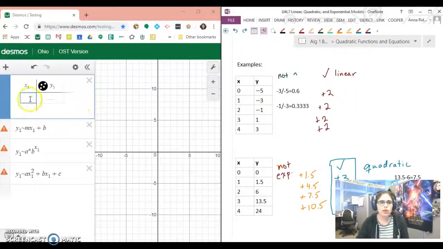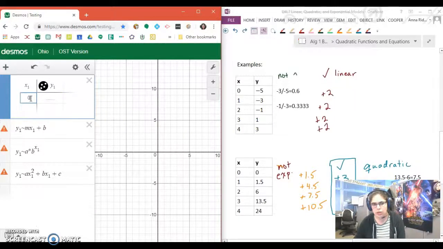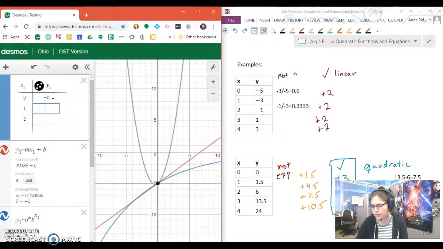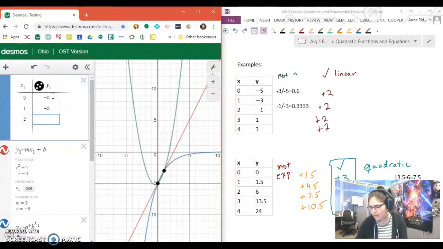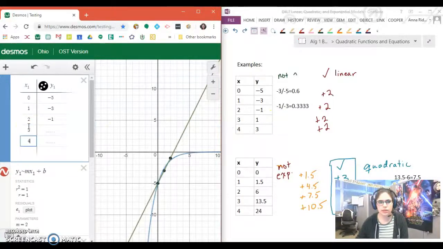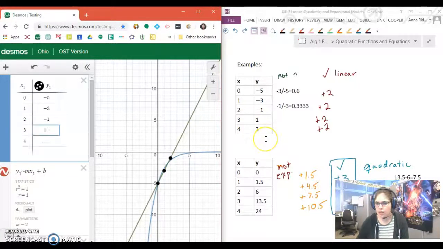So this first one, I'm going to type it in. I'm just going to do the first 3. Because you're going to see... Well, I guess I'll do all of them. So I'm just putting in this first table, 0, 1, 2, 3, 4, and then negative 5, 3, negative 1. Just putting that table in exactly as it is. I was going to try to cut down on some time, but I don't think that's going to be helpful.